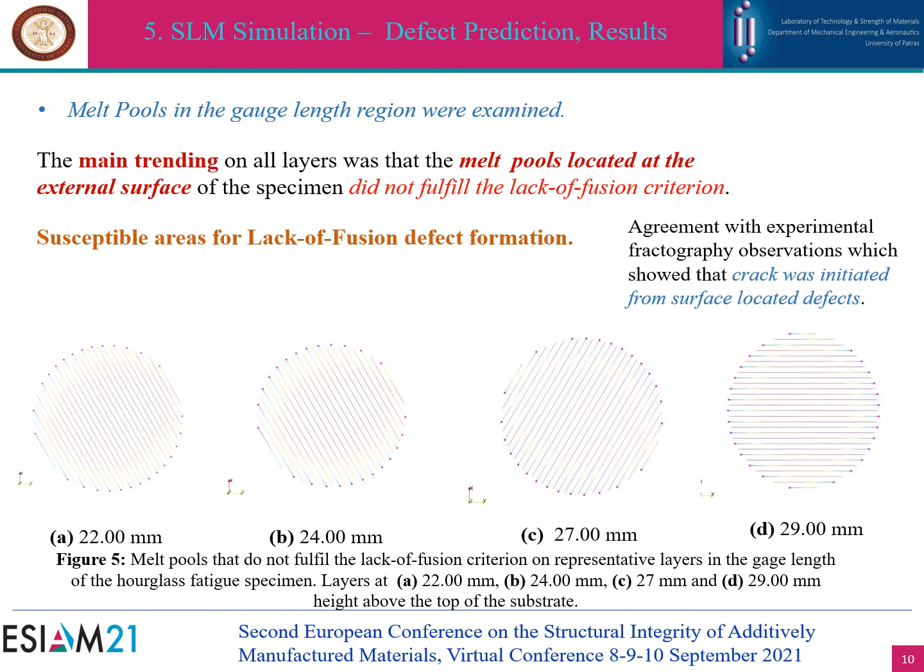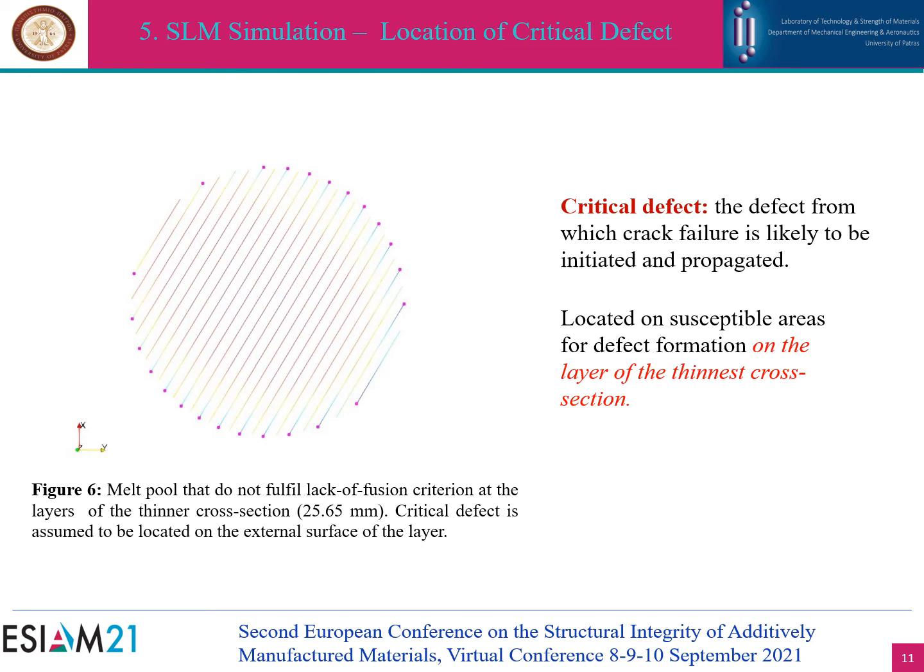For this reason, the surface areas of the fatigue specimen can be characterized as susceptible areas for lack of fusion defect formation, something which agrees with experimental fractography observation, which showed that cracks were initiated from surface-located defects. The critical defect location was identified on the surface of the thinnest cross-section of the specimen, where stress levels are the greatest. From this location, crack failure is likely to be initiated and propagated.